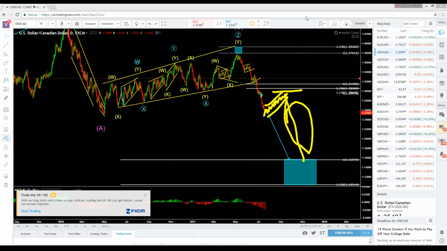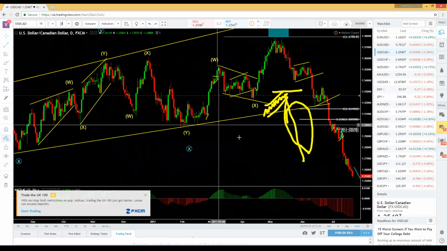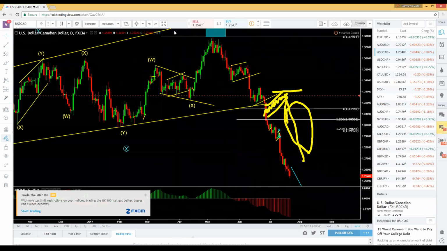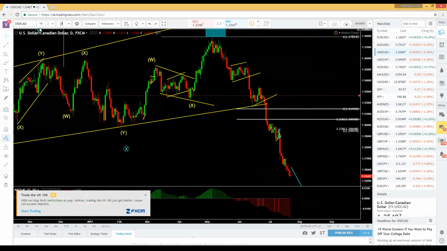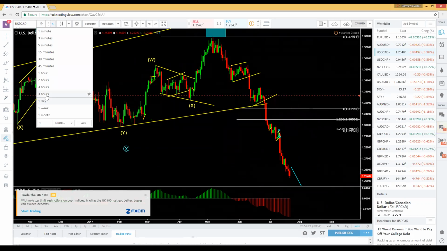I'm going to move on to the next chart. So for now here, I don't see any trade, and this is the daily chart that I'm looking at. So maybe I can just quickly go down to the 4-hour chart.